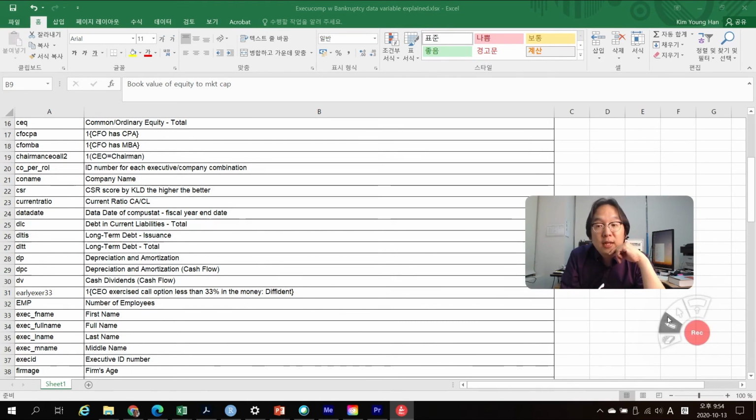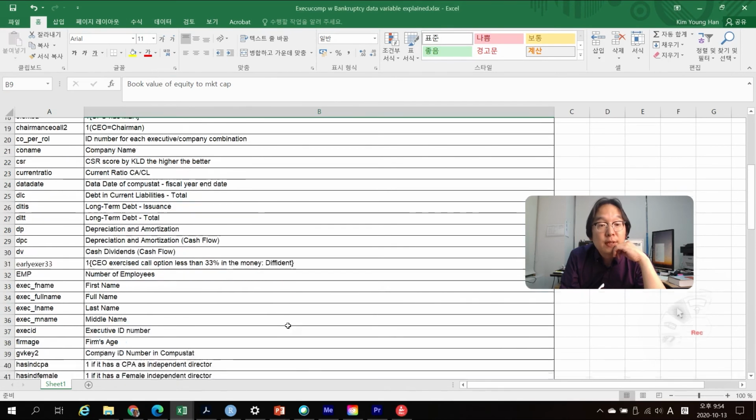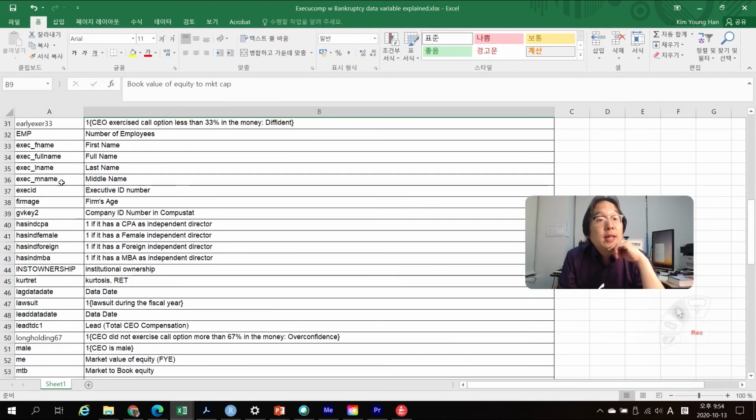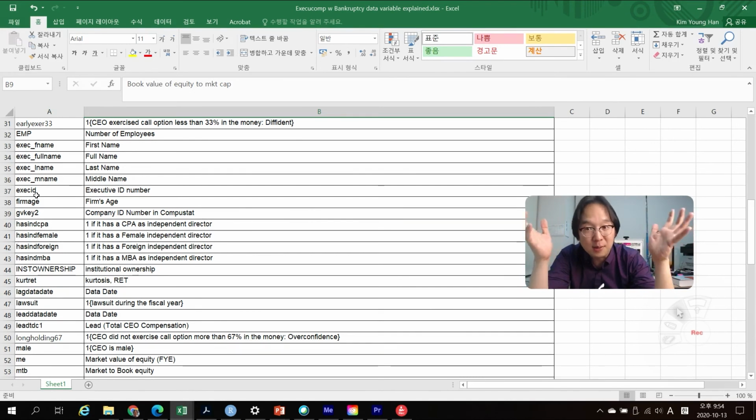Now EMP, that's the number of employees, the next variable. We scroll down, and then exec first name, full name, last name, and middle name. Forget about it, I just deleted those. But some researchers go through this name spelling in behavioral finance. Believe me. The name spelling, more like immigrants, right? How do they perform, better or worse? That kind of research has been going on. The cultural issue, Chinese-sounding name, Korean-sounding name. Last name tells us about that. So that's something you can leverage if you do some text analysis.